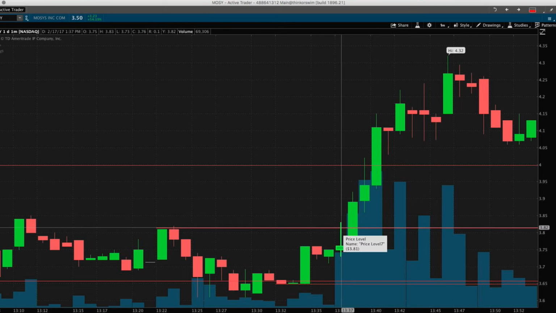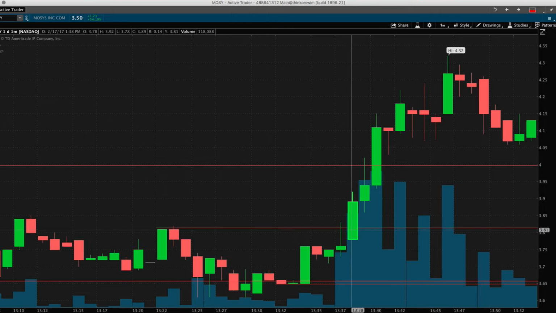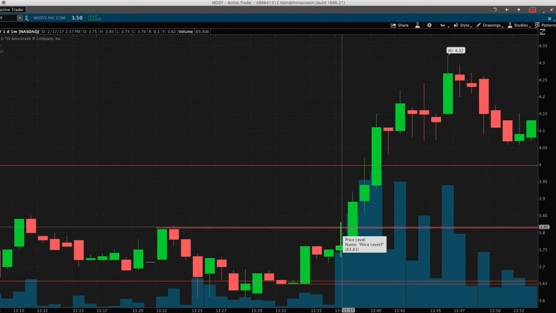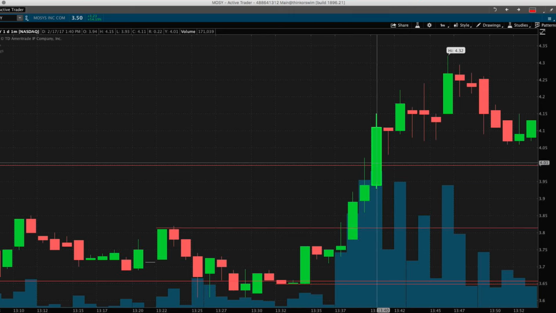Our plan was to buy right here in the 3.80 area, 3.81 after that break there, and look for that move up above $4, 4.15, 4.20 area, and that's exactly what happened. So here, had trouble at 3.81. We're looking for that next break of 3.81, and that's exactly what happened. 3.81 broke, and there $4 broke again and shot all the way up to 4.32.